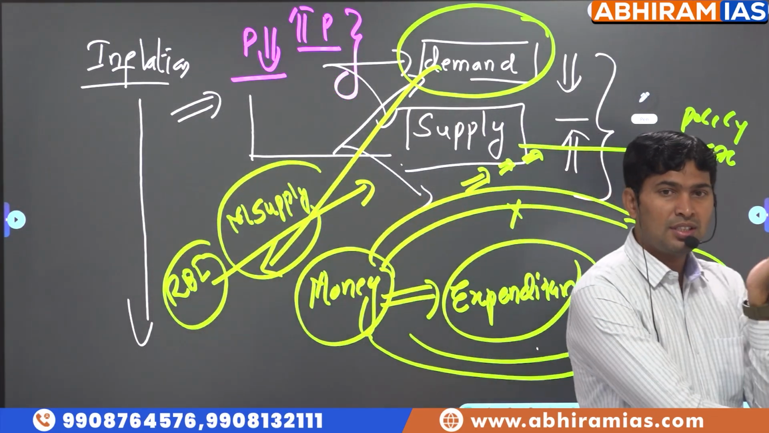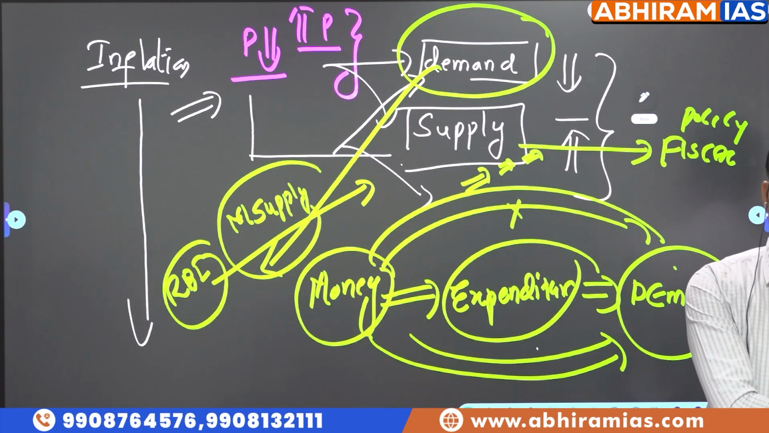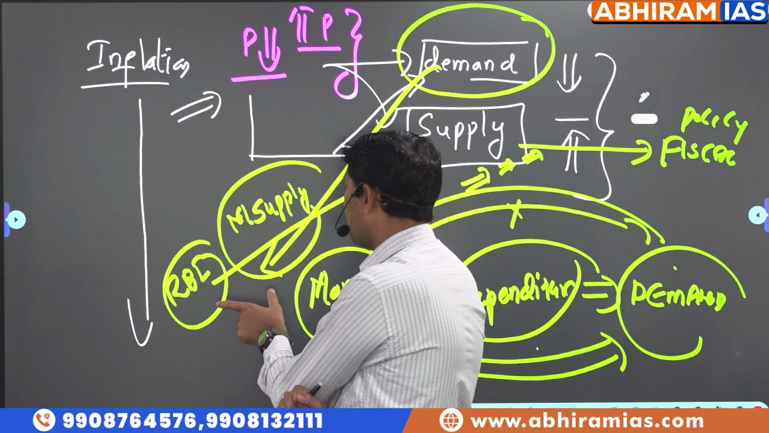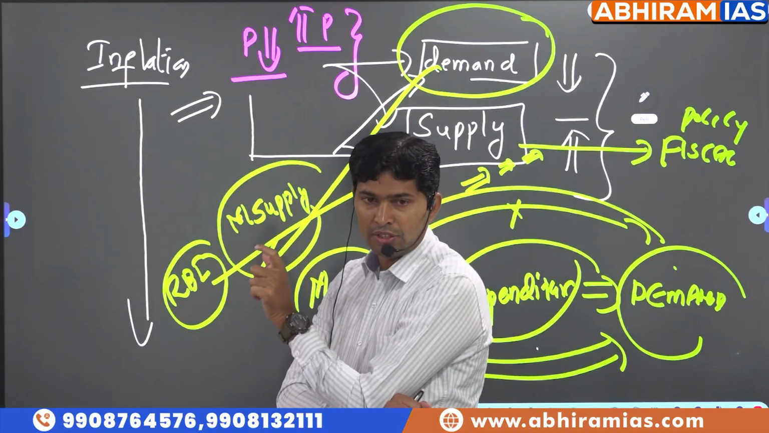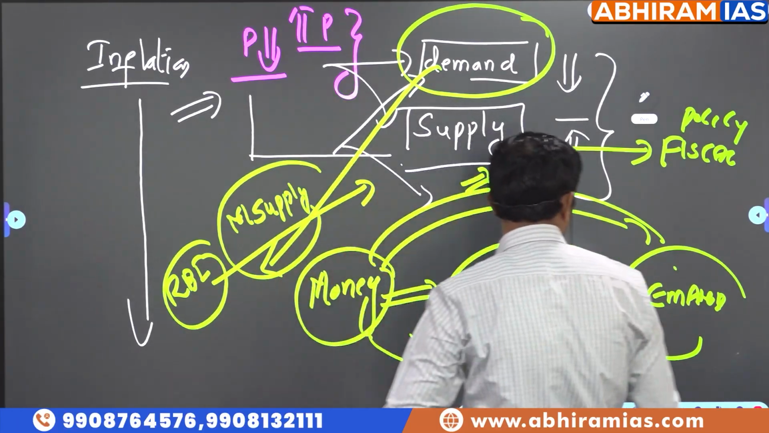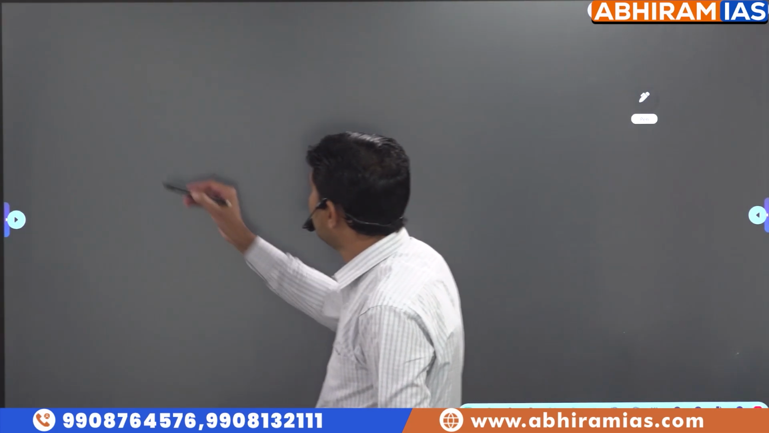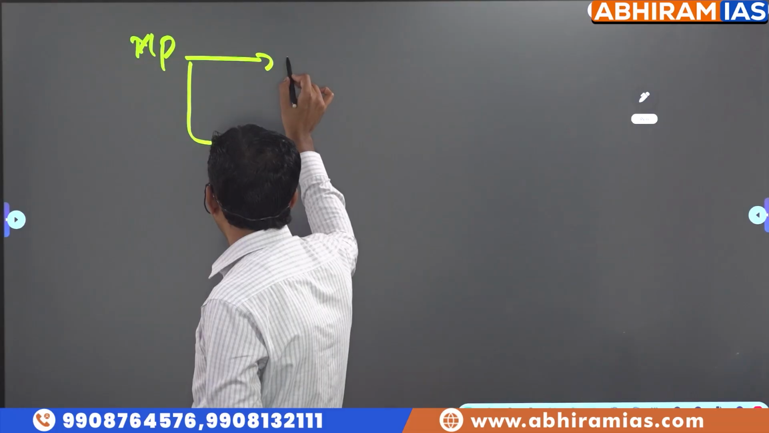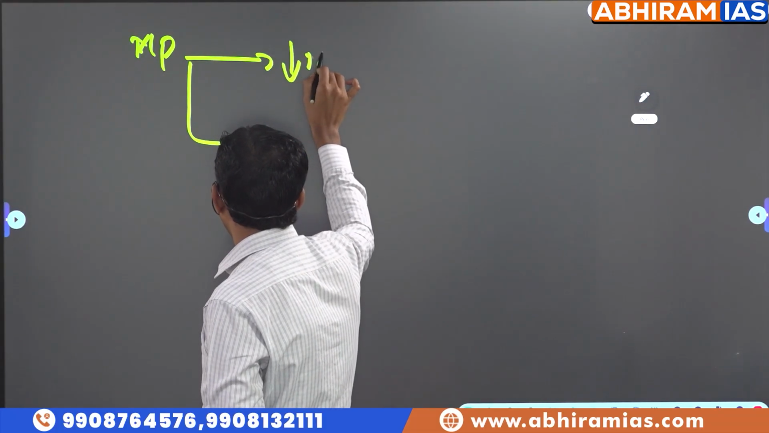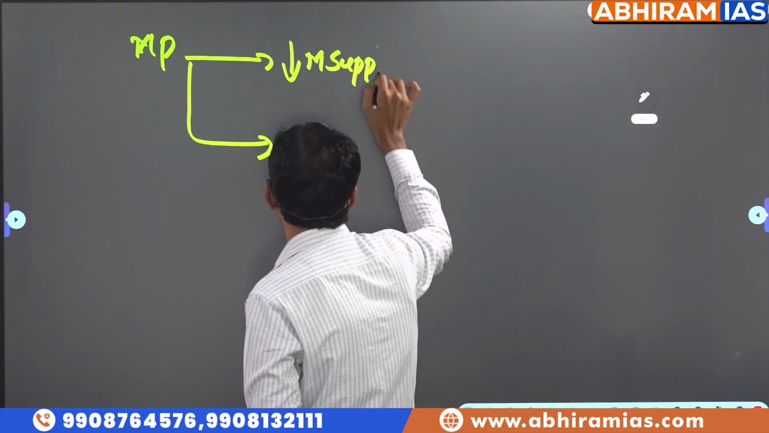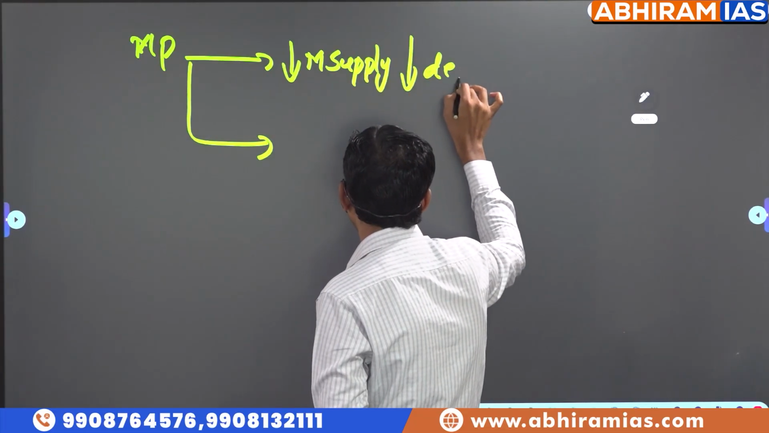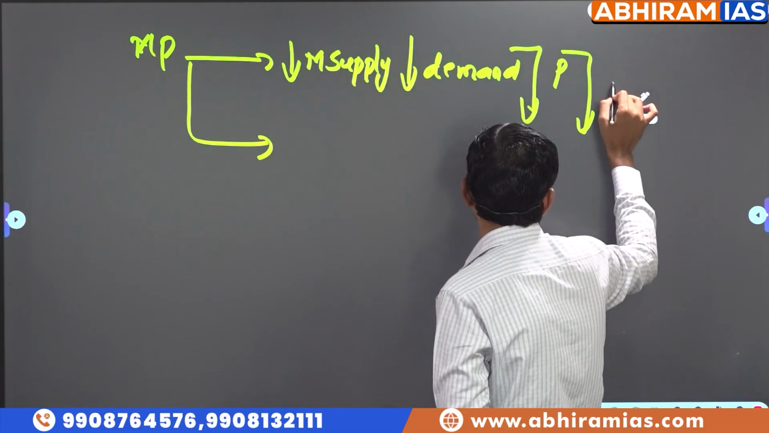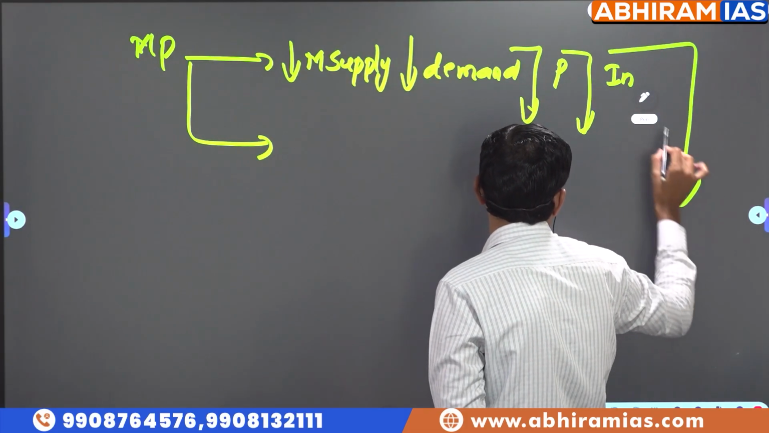So these supply side measures are taken by whom? Finance Ministry. Whereas demand side measures are taken by RBI, which are called monetary policy tools. So what is the objective of monetary policy tools? Through monetary policy tools, we want to decrease money supply. When do we want to decrease money supply? To reduce demand, so as to control prices, to bring inflation under control.